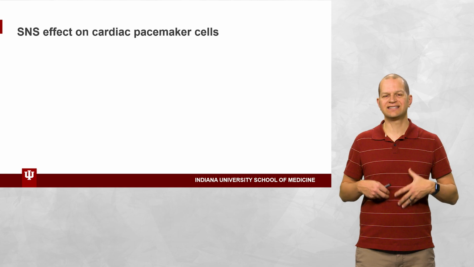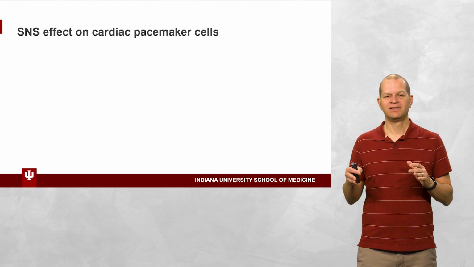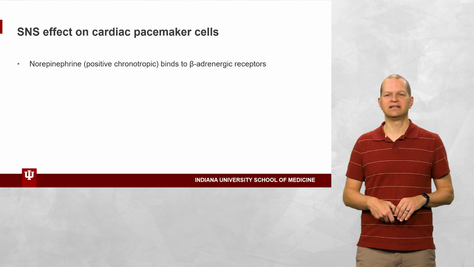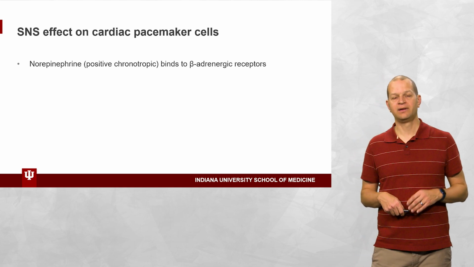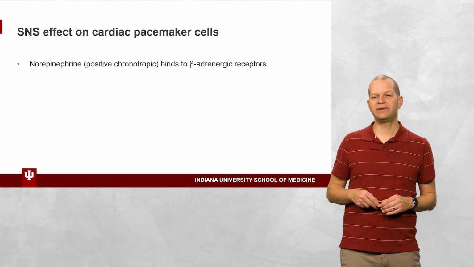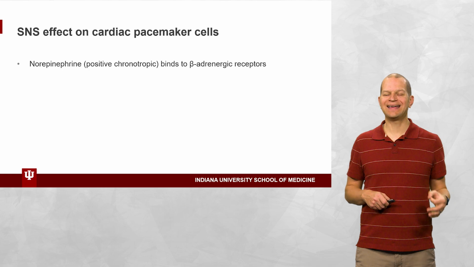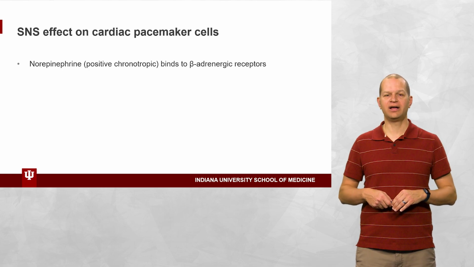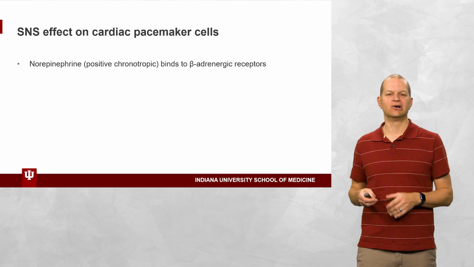Remember, the sympathetic nervous system is fight or flight. It gets you ready to exercise, ready to run. This is where your heart rate is going to increase, and it does this through the help of norepinephrine. As we mentioned a moment ago, norepinephrine is a positive chronotropic agent, and so it binds to beta adrenergic receptors that are on your pacemaker cells. And really, we're going to focus on the SA node.